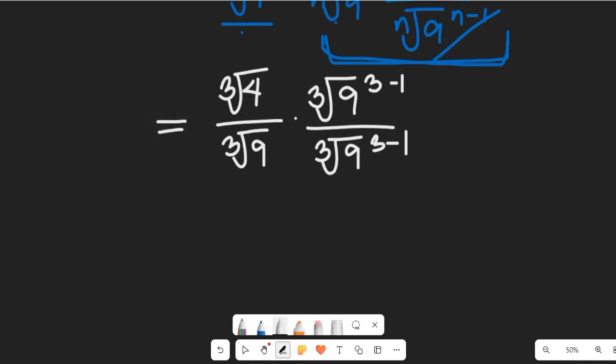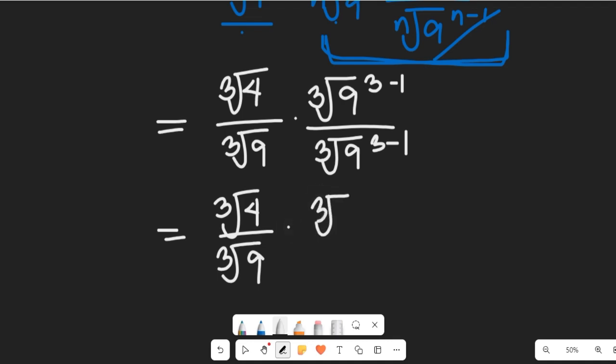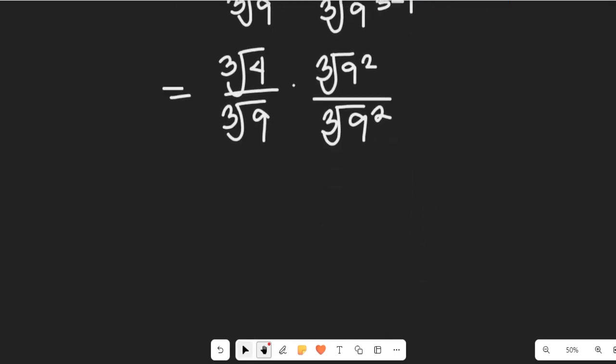If we expand this whole expression, it will now give us the cube root of 4 divided by the cube root of 9, right? And this would be multiplying the cube root of 9 to the power of what? Of 2, divided by the cube root of 9 to the power of 2. Great. Now, if I simplify that, I'm going to have some given expression.